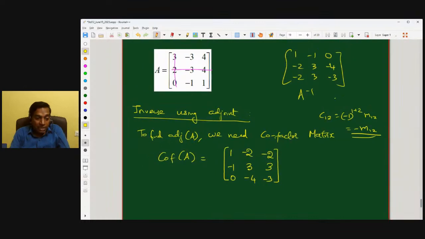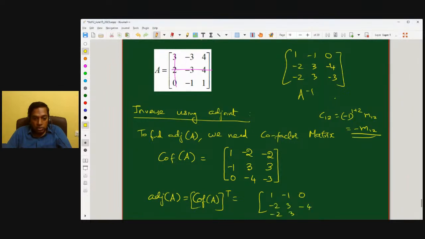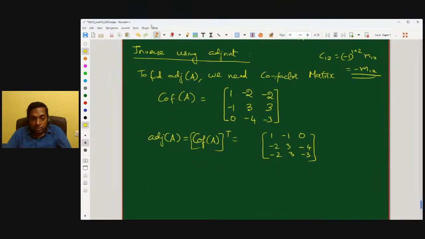Okay, transpose of cofactor, adjoint A is cofactor of A transpose. So this becomes 1 minus 1 0, minus 2 3 minus 4, and minus 2 3 minus 3. Now, to find the inverse you have to find the determinant.